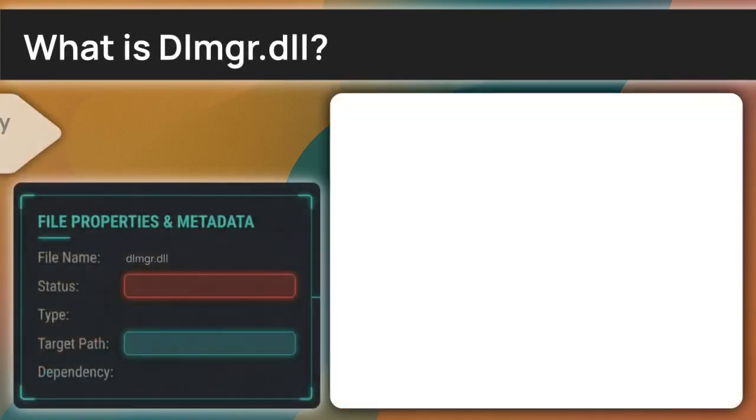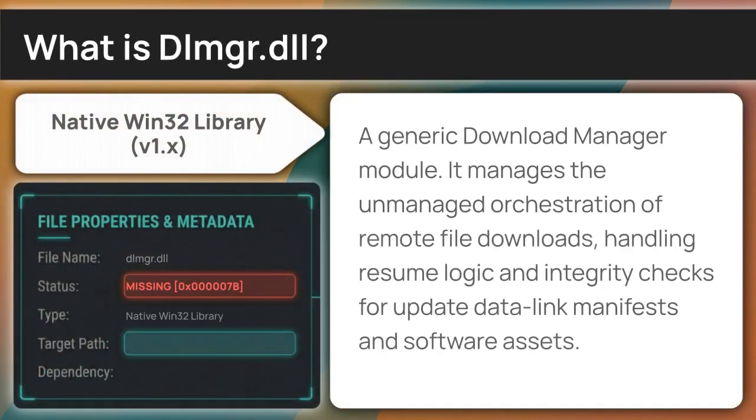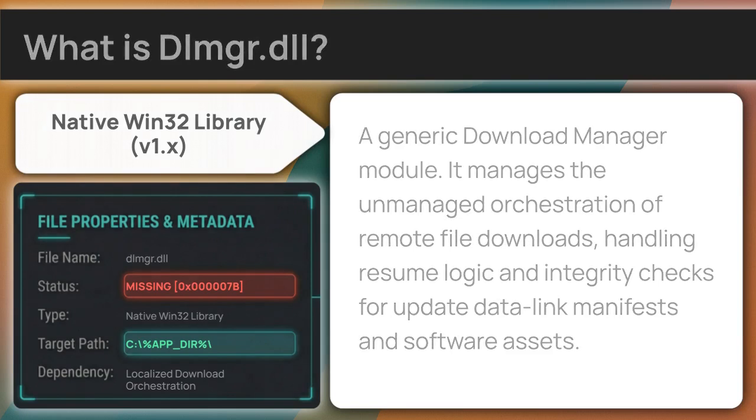This is the Dlmgr library, a generic download manager module. It manages the unmanaged orchestration of remote file downloads, handling resume logic and integrity checks for update data link manifests and software assets. Since we've identified what's missing, let's try the official recovery method.